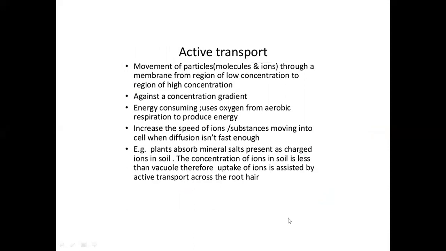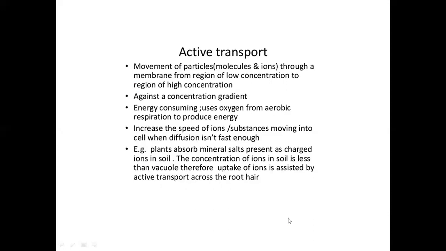When molecules are moving from a high concentration region to a low concentration region, they are said to be moving down a concentration gradient. Concentration gradient is the difference of concentration in the two regions. Over here in active transport, since the molecules are moving from a low concentration region to a high concentration region, they are said to be moving against a concentration gradient.